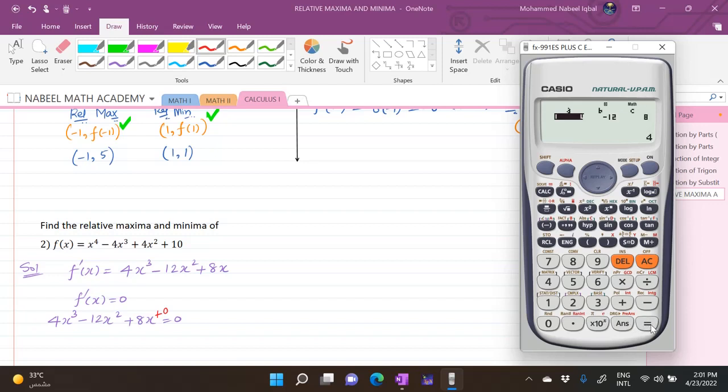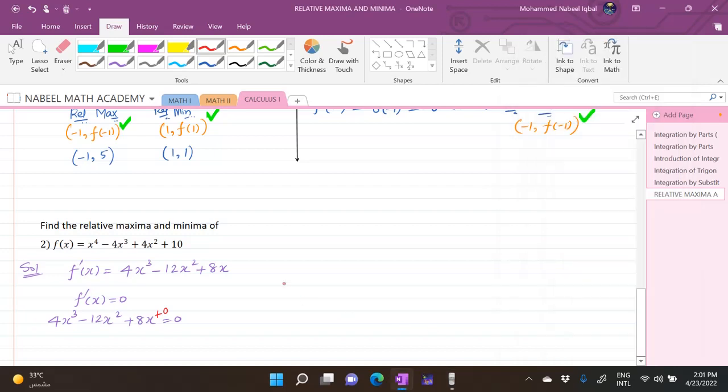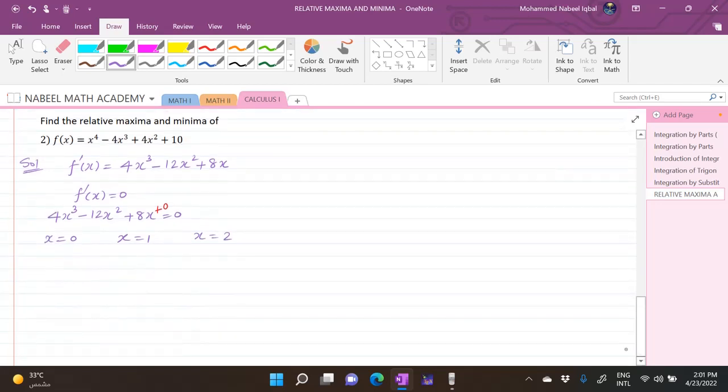So you will find the three values: 1, 2 and 0. I will write these values as x equals 0, x equals 1, x equals 2. So these are the critical points. Now I have to discuss these critical points, so I will solve by using the first derivative test.